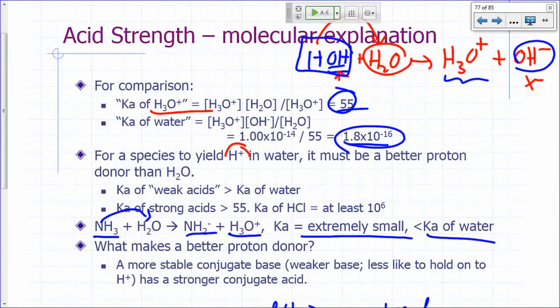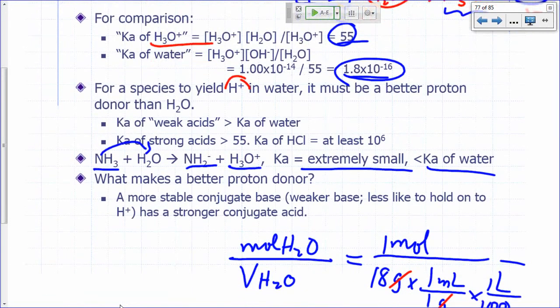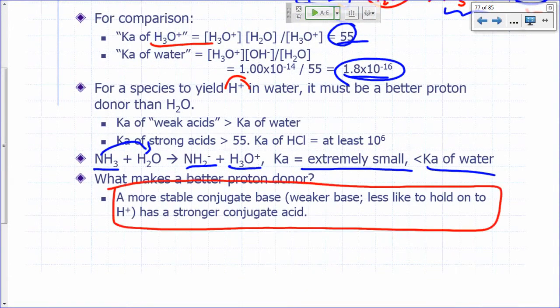So what makes a proton donor then? You have a more stable conjugate base, okay? You look at the conjugate base. If you want to compare strengths of acids, compare the conjugate base. What did we know about the conjugate acid-base pair? Remember, Ka times Kb is 10 to the negative 14, right?